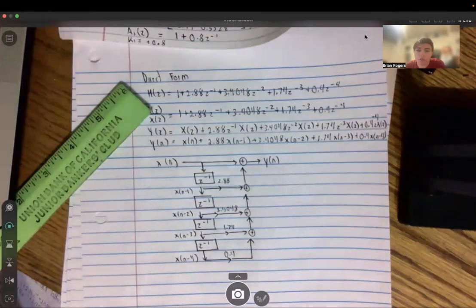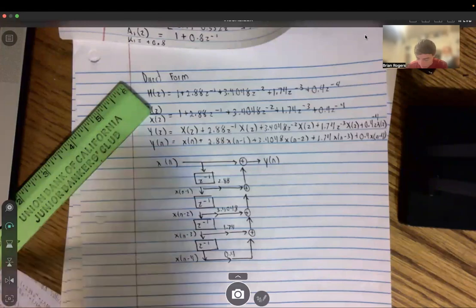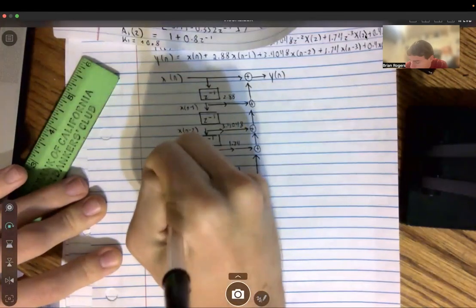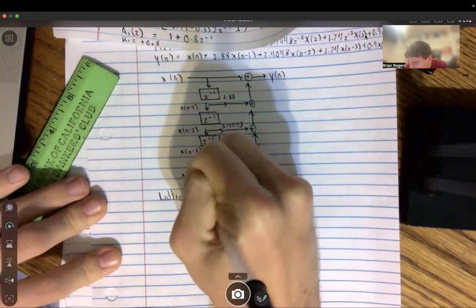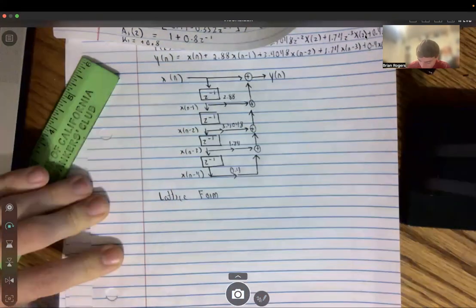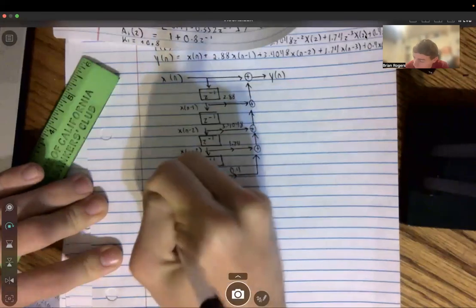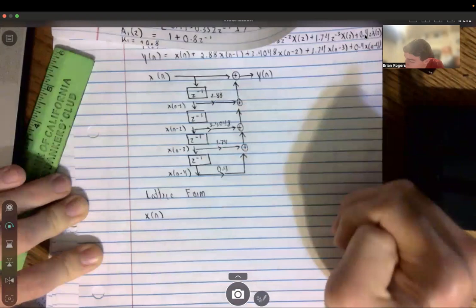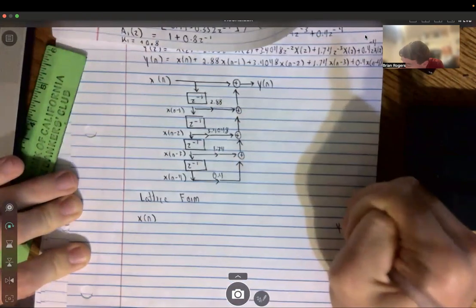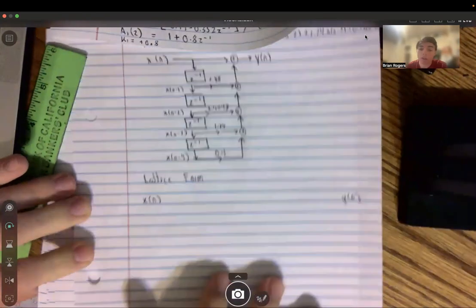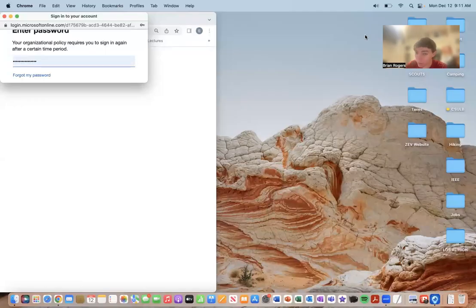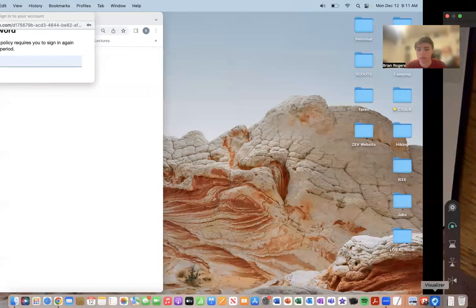Now that we got the direct form structure, we're going to look at the lattice form. So the lattice form, when we're making this one, we're going to start with an input. So we'll have our x of n. And then at the very end, we're going to have our output, y of n. So there's going to be a lot of intermediate steps in this one.